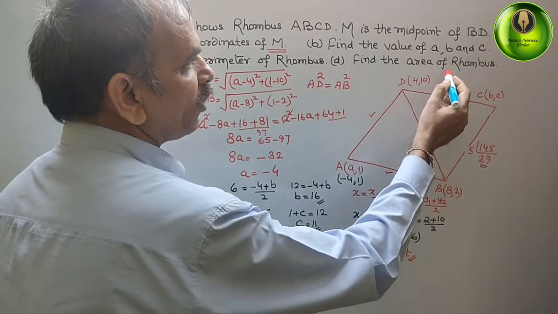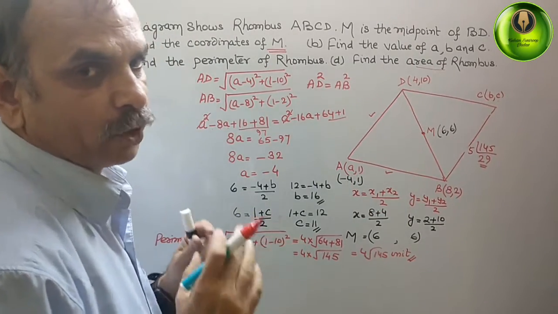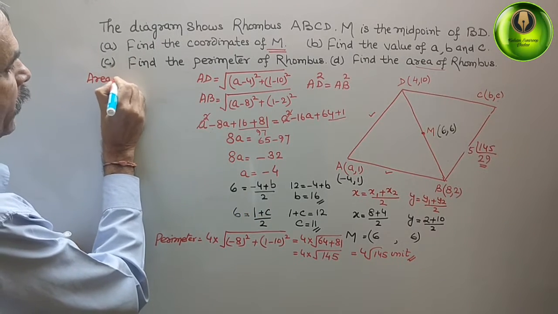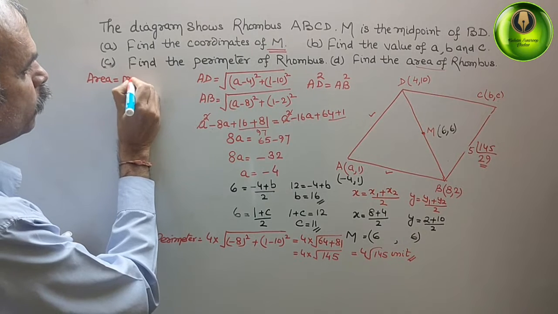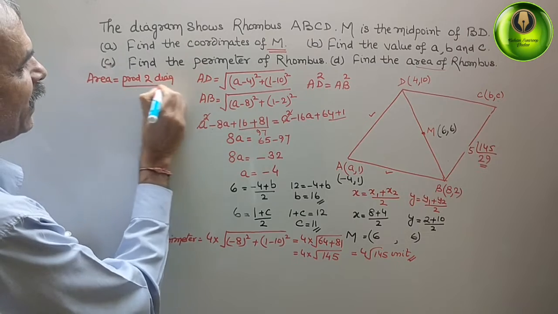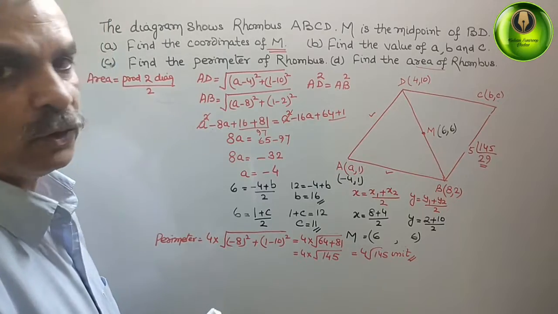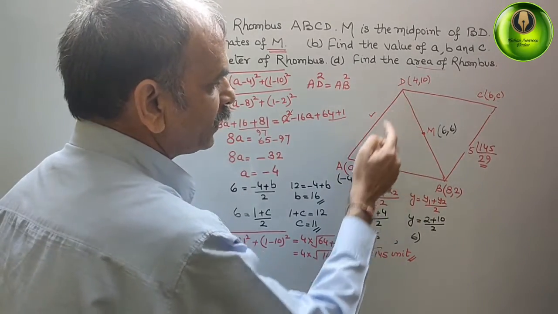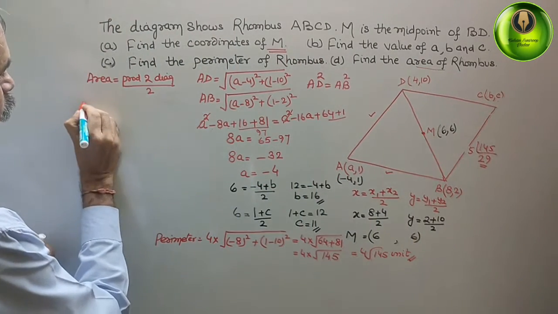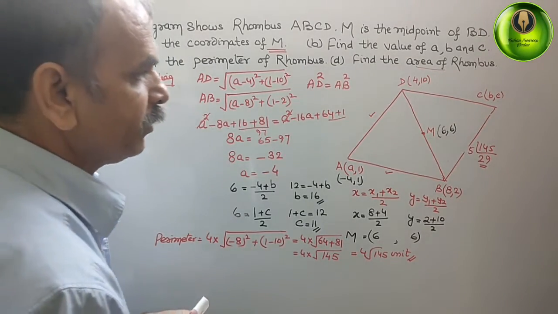Now, next we will find out what? Find the area of the rhombus. So just we will write the formula. Area is the product of two diagonals divided by 2. So here what we will do, just first we will find out BD, then we will find out AC. BD by the distance formula, what will it be?